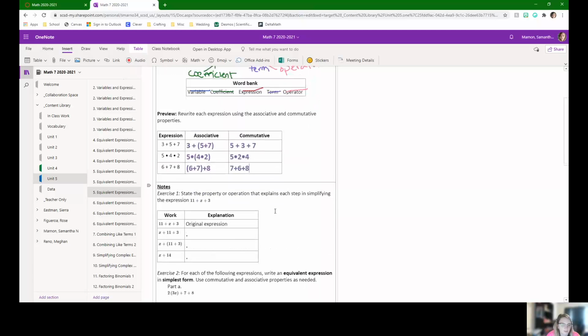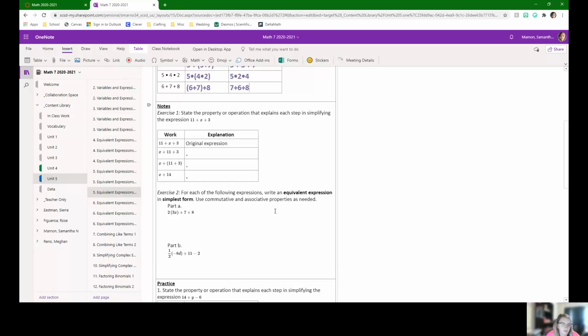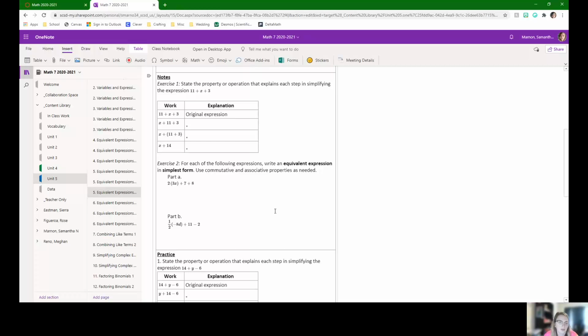So let's get into some notes. Here we have exercise 1. State the property or operation that explained each step in simplifying the expression 11 plus x plus 3. Here's all of the work, and then here's the explanation. Here, 11 plus x plus 3, that's our original expression. Look at the next step. They changed it to x plus 11 plus 3. What property or operation did they just use?